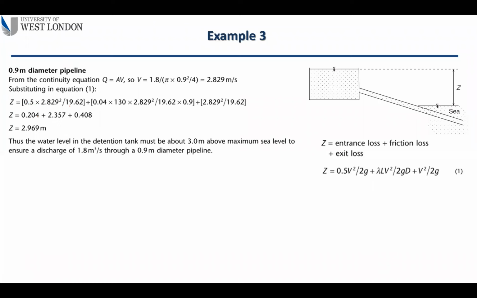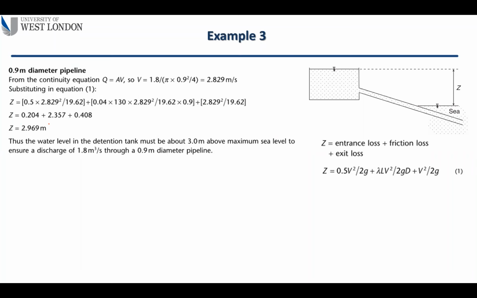So we're just going to put it here for the first term. We have 3 terms here: half times V squared over 2g, like the 19.62. The second one is lambda, 0.0404 times 130 times 2.829 squared over 19.62, also divided by 0.9. Just bear in mind, the denominator is the diameter here. And the third term is V squared, 2.829 squared over 19.62, which is 2g.